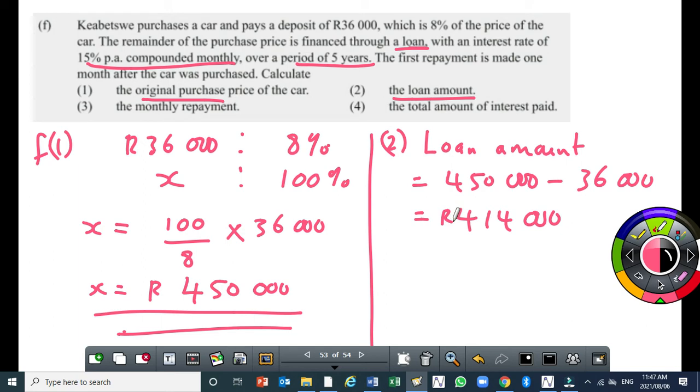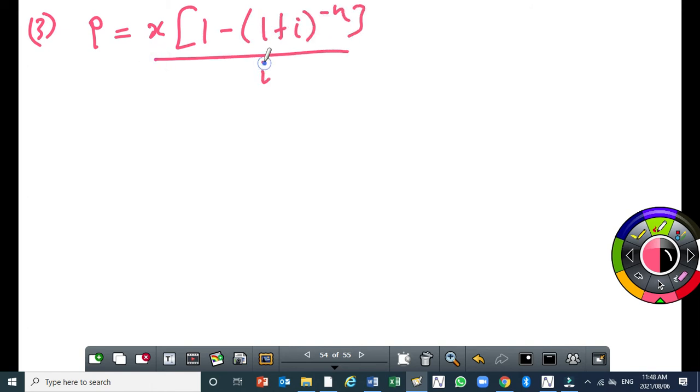Alright? Then the third question says the monthly repayment. That's X now. So here, our P, you see this value is 414,000, that's the P. That's the amount that the person borrowed. Right? So when we are using the present value now for part 3, we want to calculate X, so we use that as our P. So let's move on to the next page. Right? Are you following? Yes. So for part 3, right, our formula P equals X times 1 minus 1 plus i raised to the power of minus n, all over i.